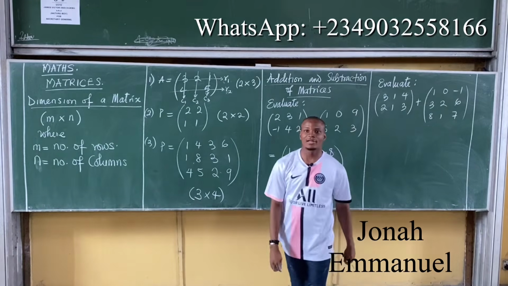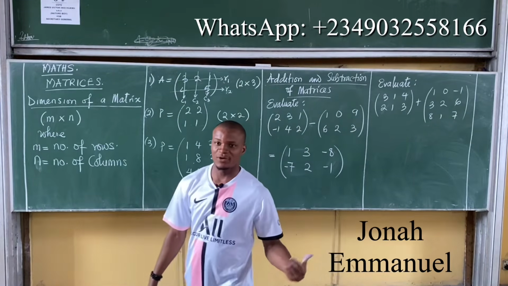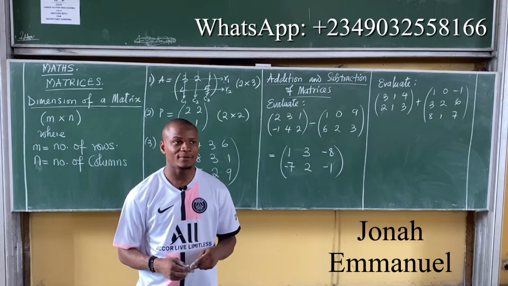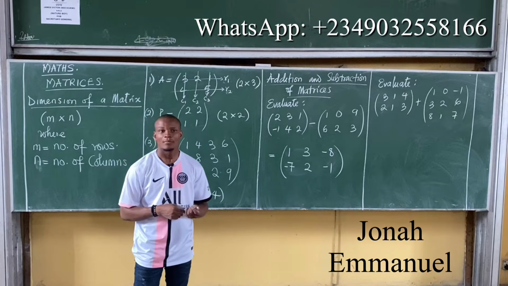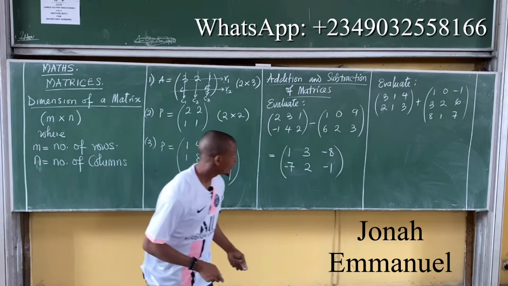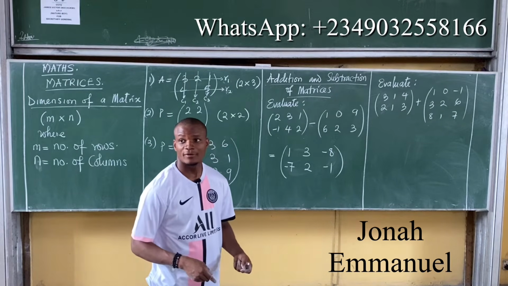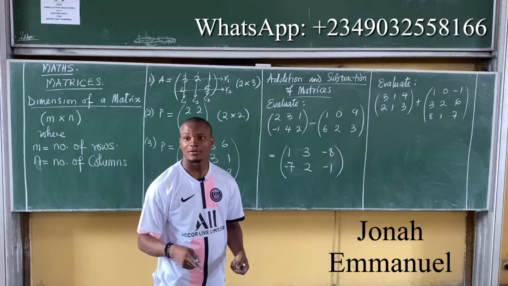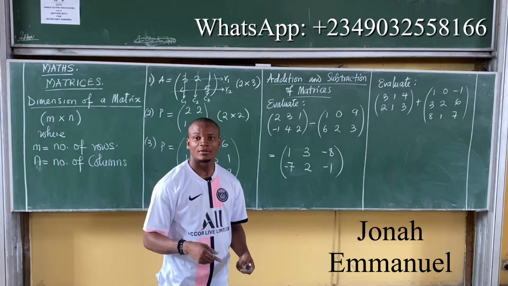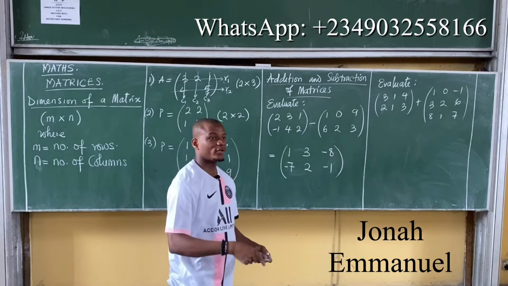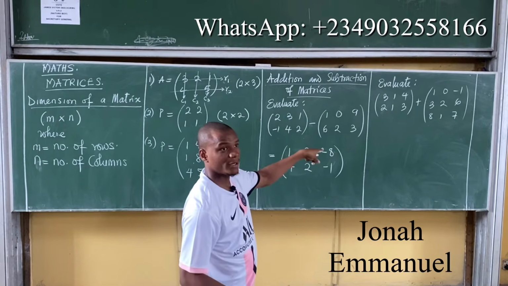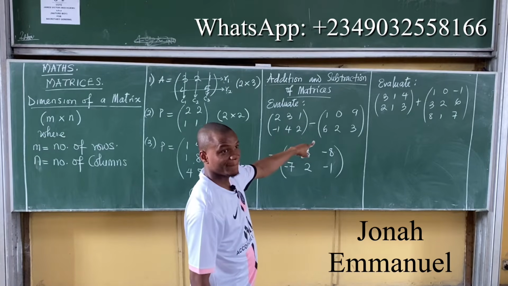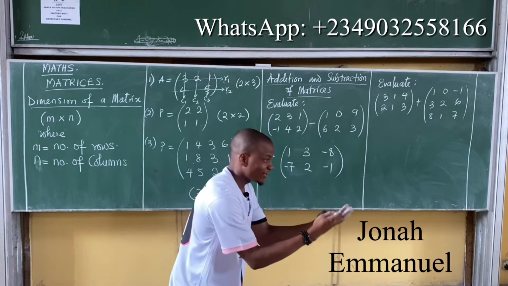Alright, example 3. Evaluate this plus this, please. What's your answer? Work on it. Just add them. What do you get? What are you adding for crying out loud?